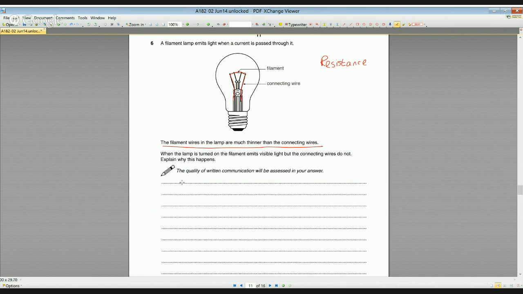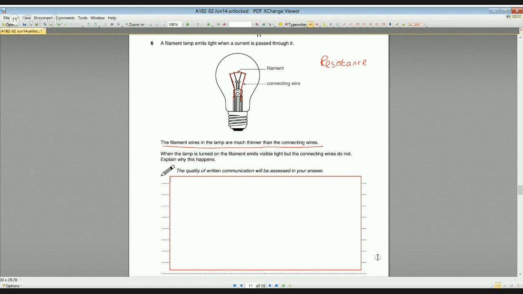So think about the wire, think about the charges flowing through the wire. Think about what will happen if you make that wire narrower. Fewer charges can get through it. So first thing we're going to say here is that thinner wires have a higher resistance. Filament wires are thinner than the connecting wires, therefore have a higher resistance.